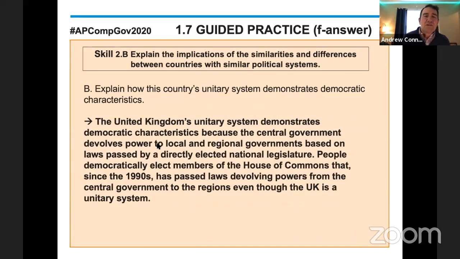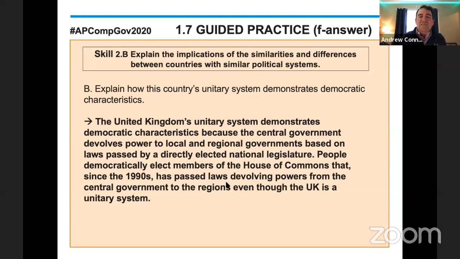All right. The second part of the question: explain how this country's unitary system demonstrates democratic characteristics. Here you have to have some country-specific knowledge about the United Kingdom, and the table isn't necessarily going to help you with this. This is something you should know based on today's lesson. The United Kingdom's unitary system demonstrates democratic characteristics because the central government devolves power to local and regional governments based on laws passed by a directly elected national legislature. People democratically elected members of the House of Commons that since the 1990s has passed laws devolving powers from the central government to the regions, even though the UK is a unitary system.